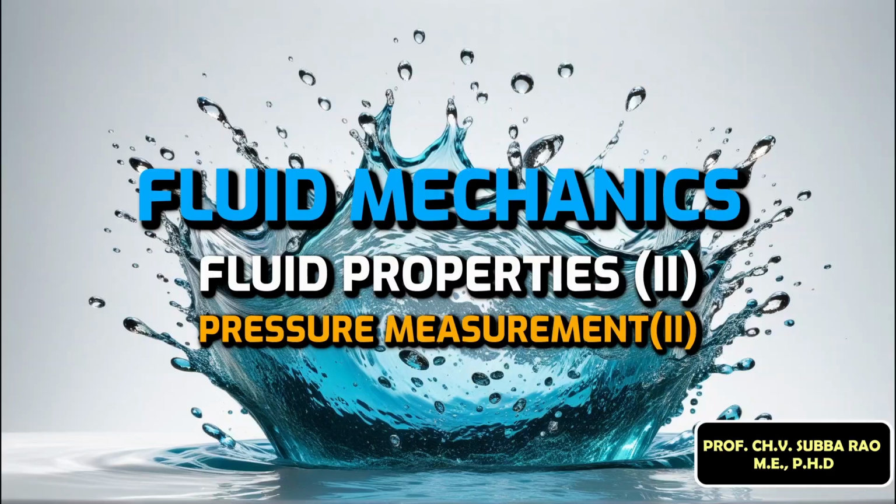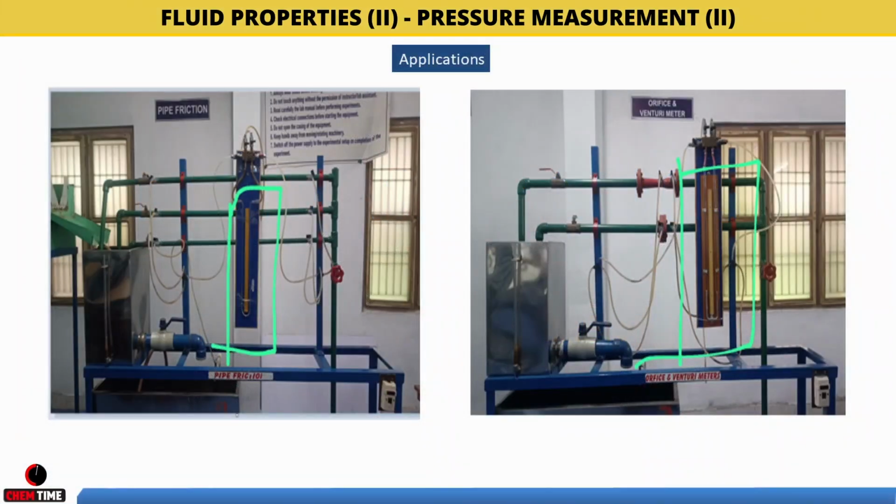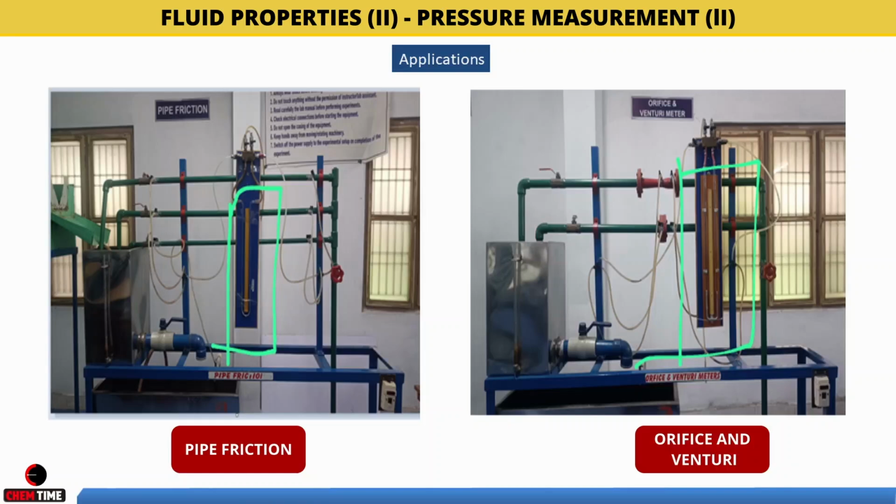Today's presentation is about measurement of pressure differential using a manometer. I start the presentation by discussing the applications of the manometer in two laboratory experimental setups. These two setups are available in chemical engineering, mechanical engineering, civil engineering, agriculture engineering, and petroleum engineering laboratories. The experimental setups are: one is the pipe friction experiment, the second one is the orifice and venturimeter. The manometer is highlighted in both the experimental setups.